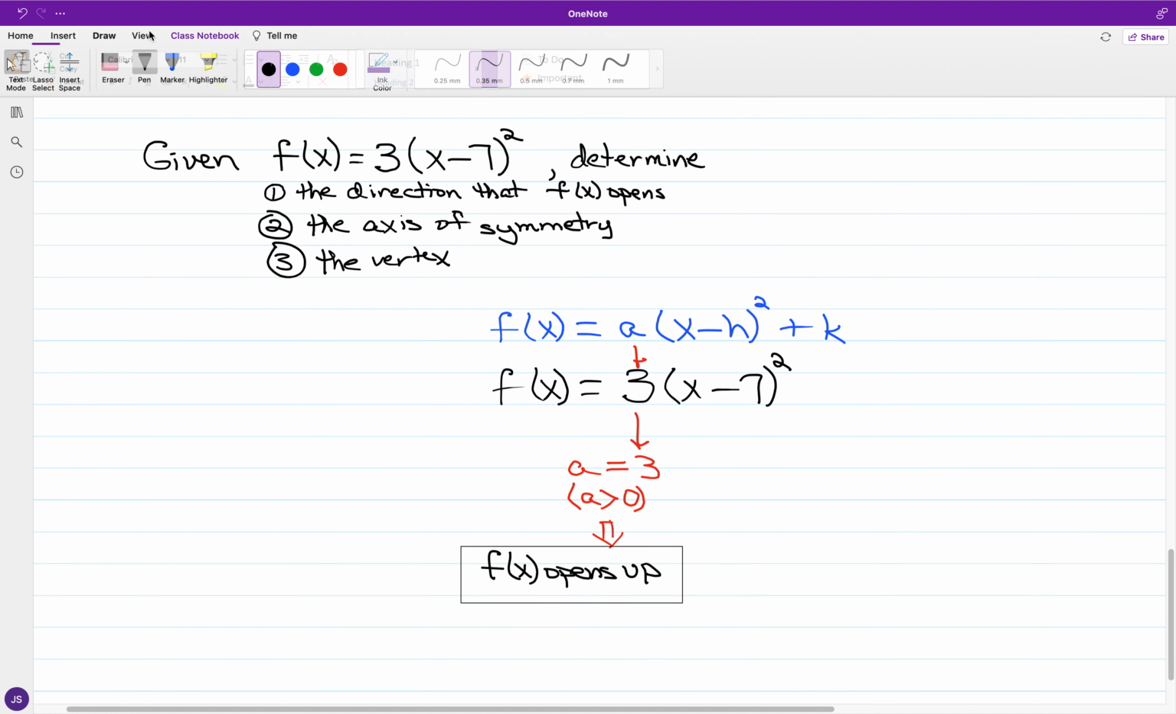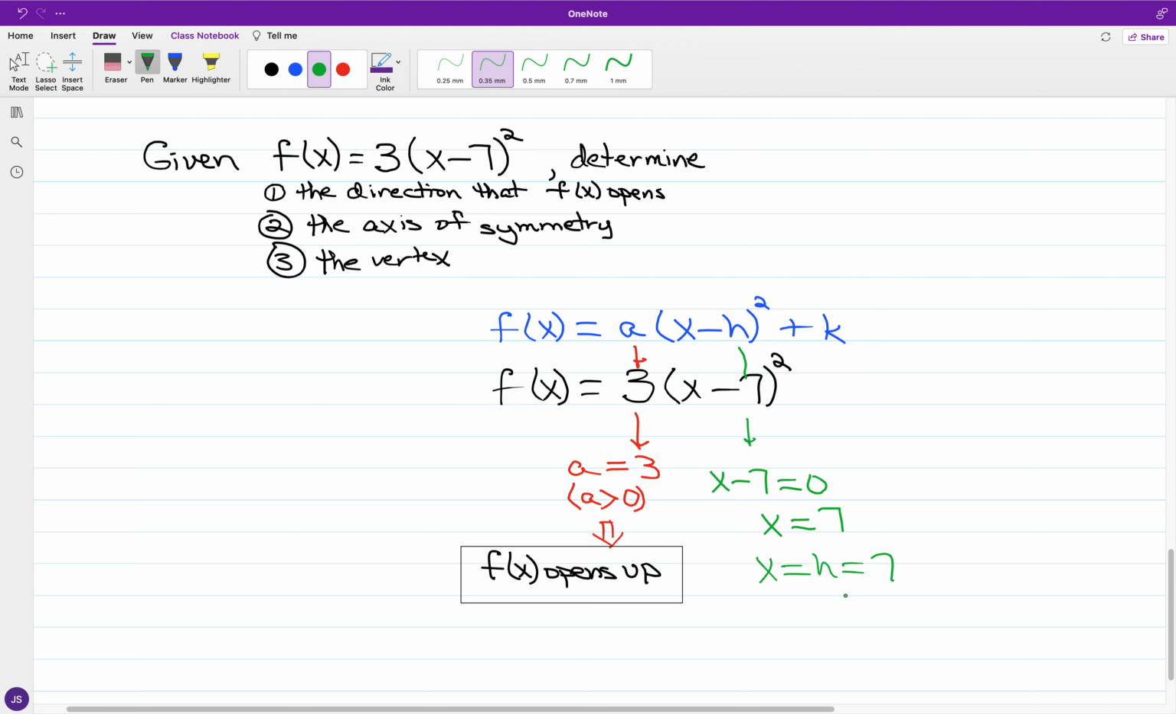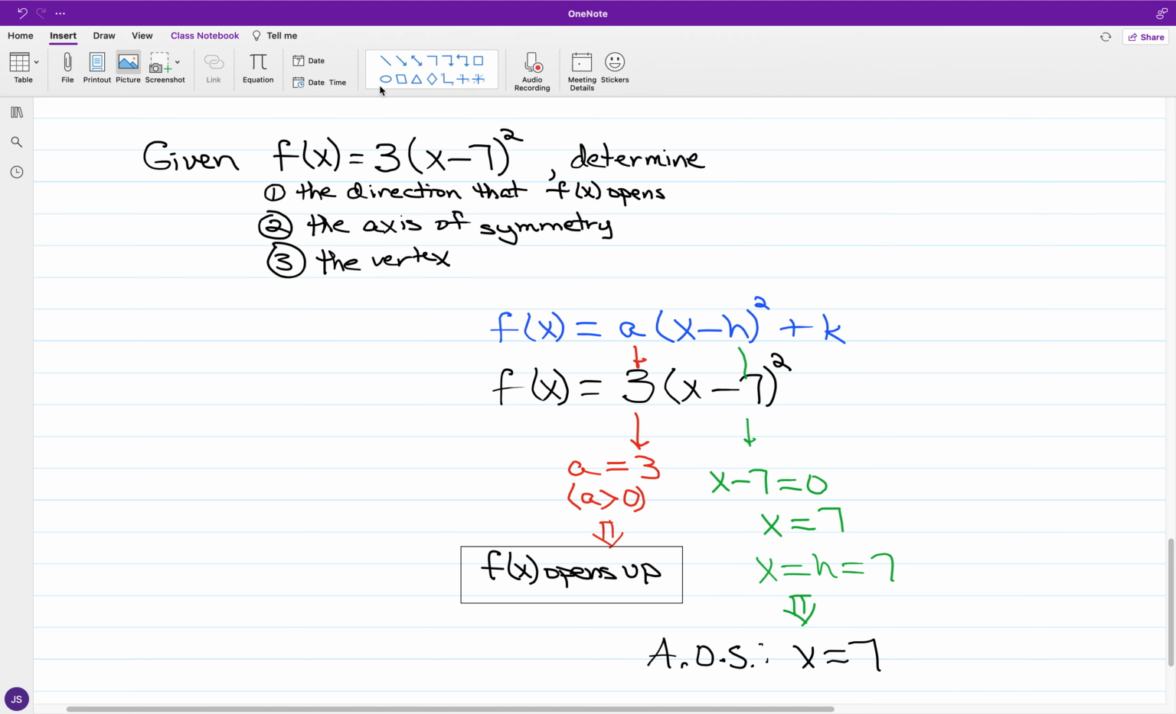And looking for the h and the k values. So for this situation, if I set x minus 7 equal to 0, we have that x is equal to 7. Again, that which represents h is going to be the 0, which you have with x equal to 7. So you have x is equal to h is equal to 7. And we have the axis of symmetry, x is equal to 7.